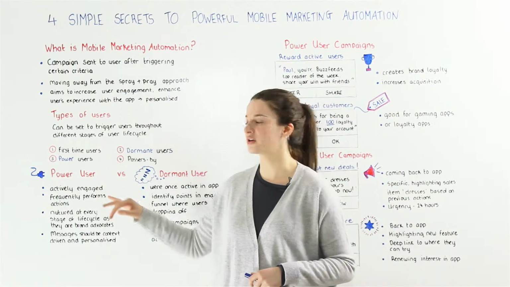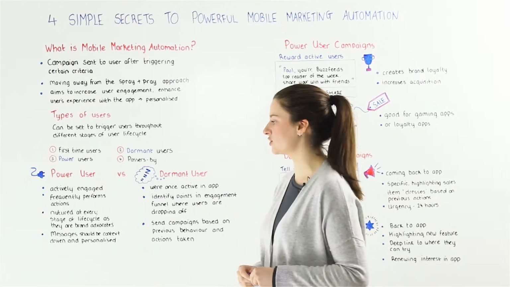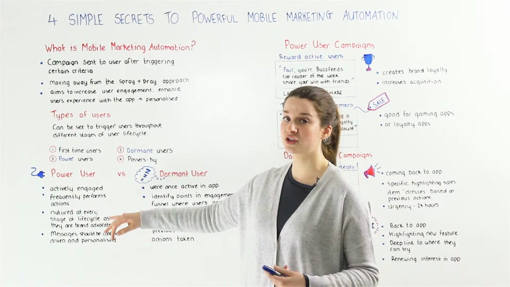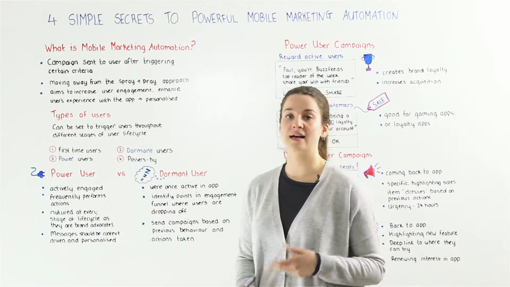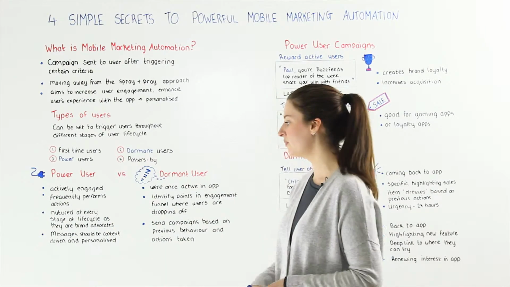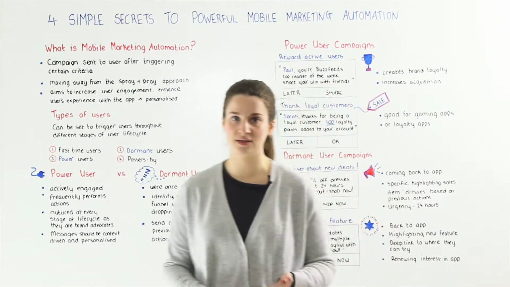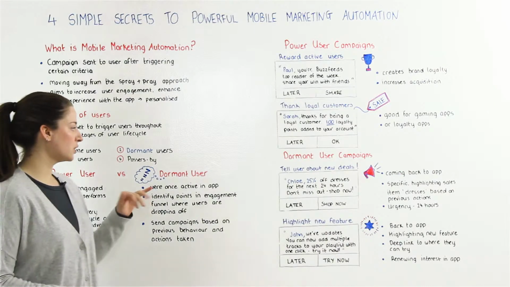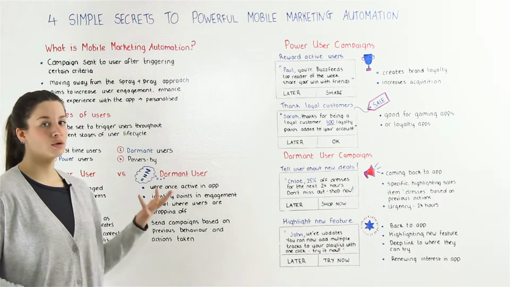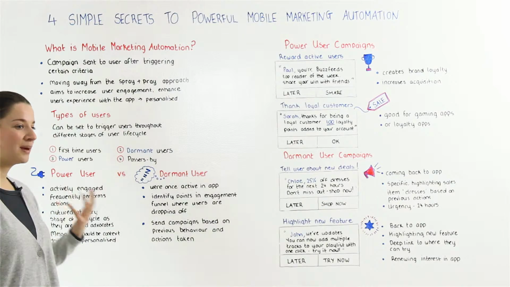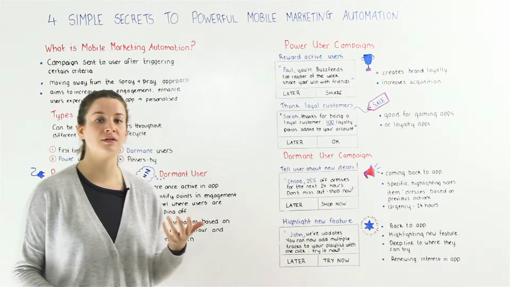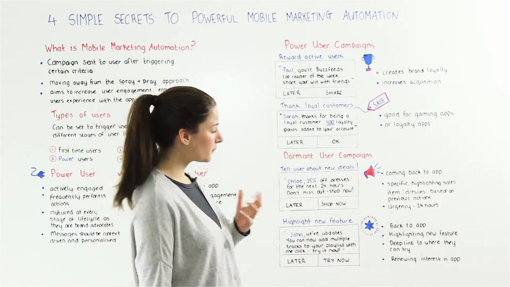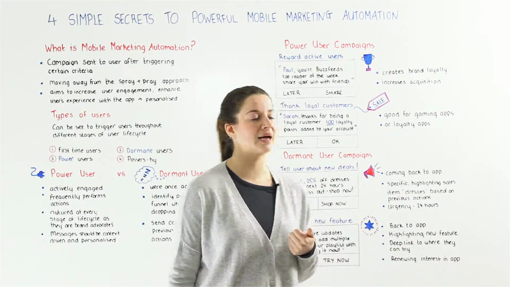So a power user is actively engaged with your app, and they frequently perform actions within it. So they should be nurtured at every stage of the life cycle, as they're basically brand advocates for your app. Messages should be context driven and, as I said earlier, highly personalized as well. So a dormant user, these are users who were once active within your app. So based on these past behaviors that you have gathered from them, you can then send them campaigns that will interest them in order to bring them back in.